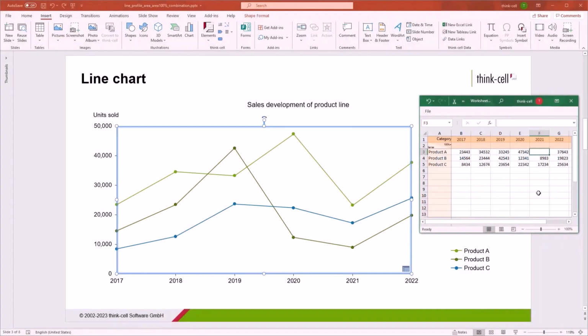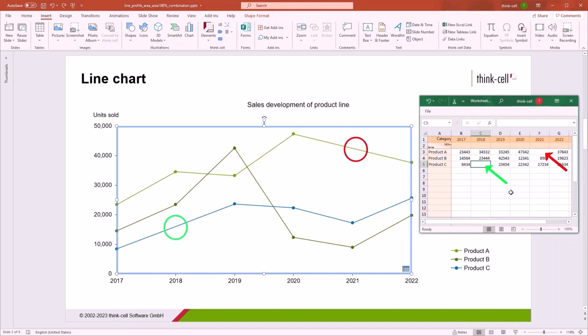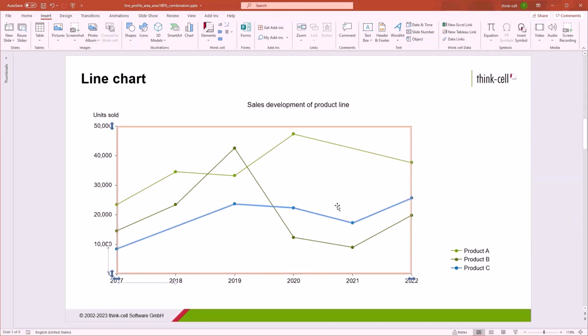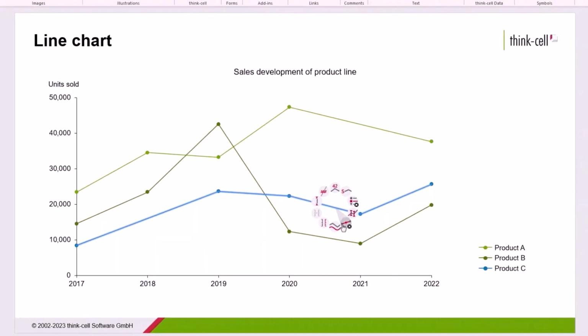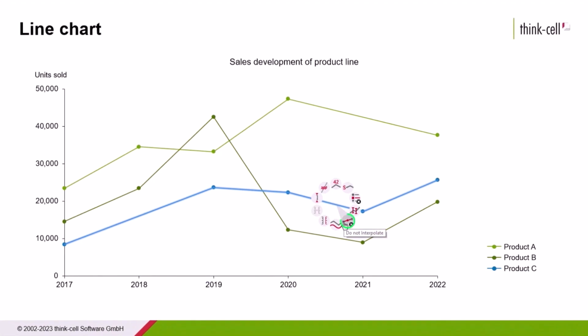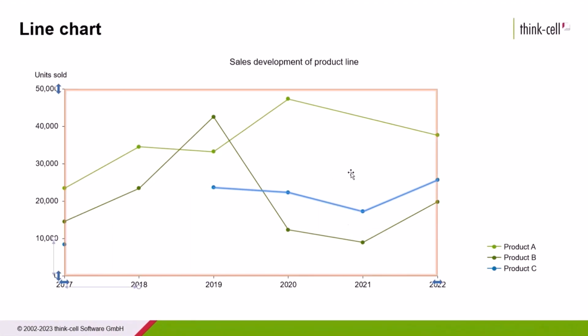Let's assume that there are missing values in the data for your line chart. By default, think-cell interpolates the missing values to display an uninterrupted line in your chart. To disable interpolation, right-click onto the respective line or multi-selection of lines and pick Do Not Interpolate from the context menu.